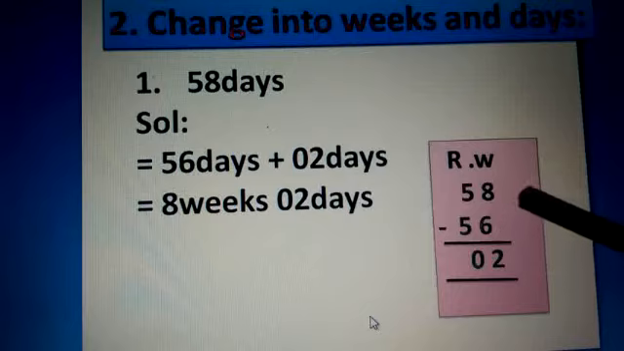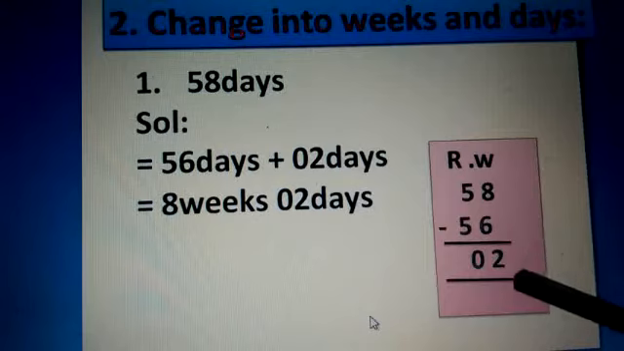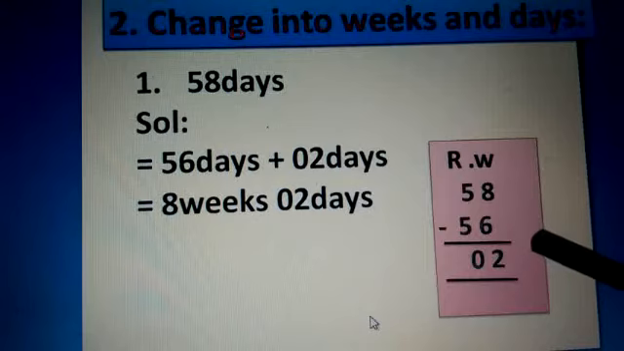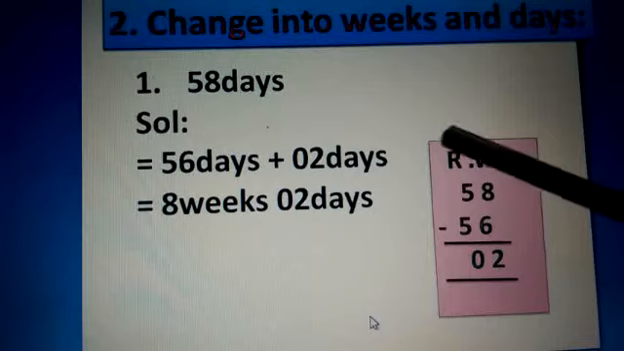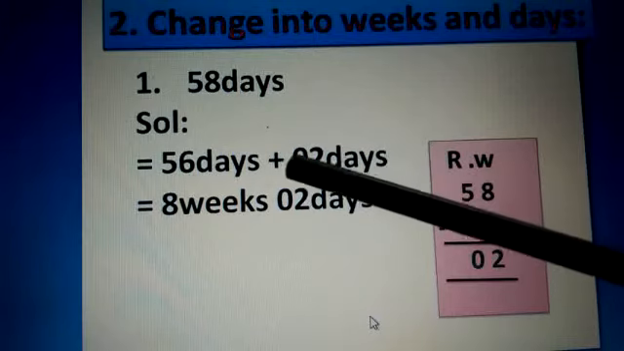We have to subtract 56 from 58. 58 minus 56 is equal to 2. So we will put 2 days after the sign of addition.